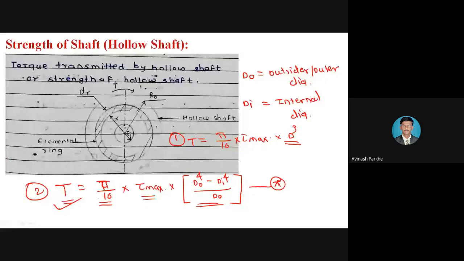So please keep in mind, the torsion formula should be at your fingertips. T upon J is equal to tau upon R is equal to G theta by L. In addition to that, strength of the solid shaft is represented by the following formula. Four options will be given. The strength of the hollow shaft is given by, four options will be given. From those four options, we have to choose the correct option. Therefore, all these three formulas should be at your fingertips.